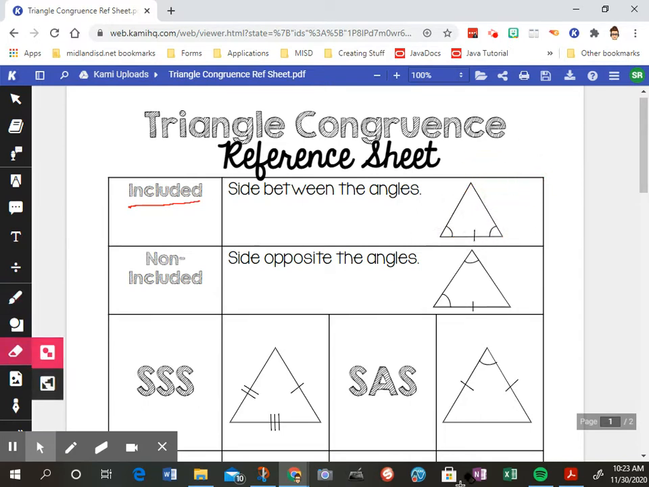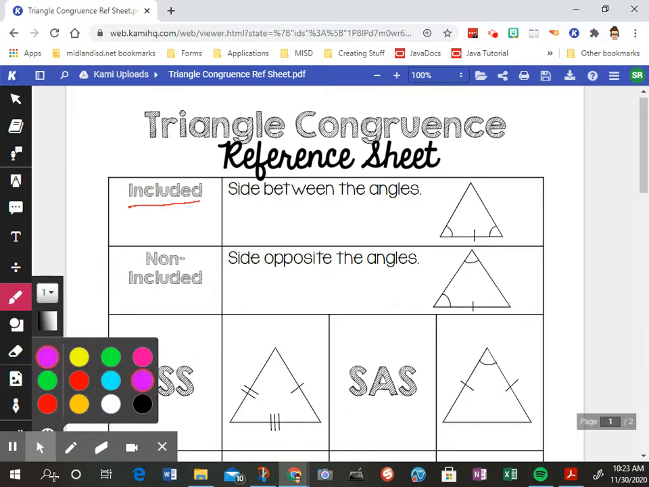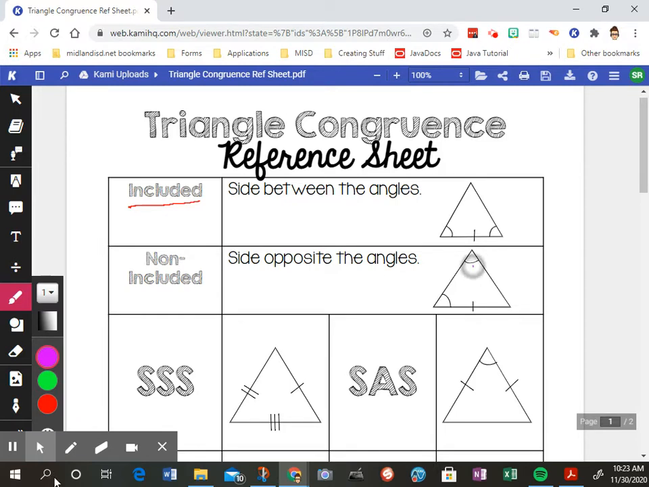So what if I have a non-included side? A non-included side is a side opposite an angle. It could be this one. It is not in between the angles. It is opposite one of the angles. So it's not included. Okay.